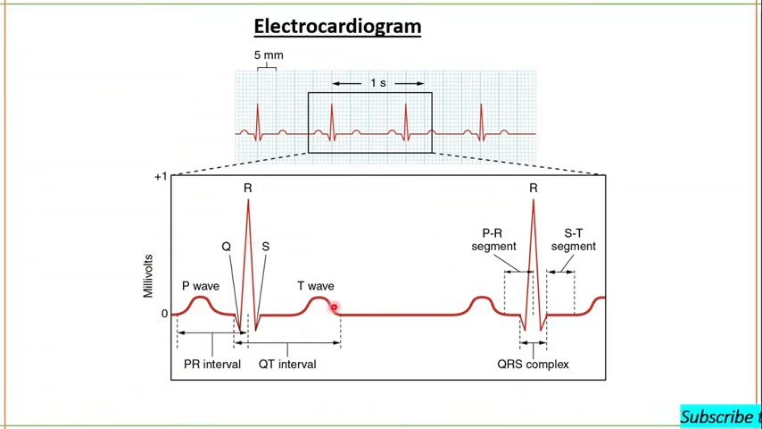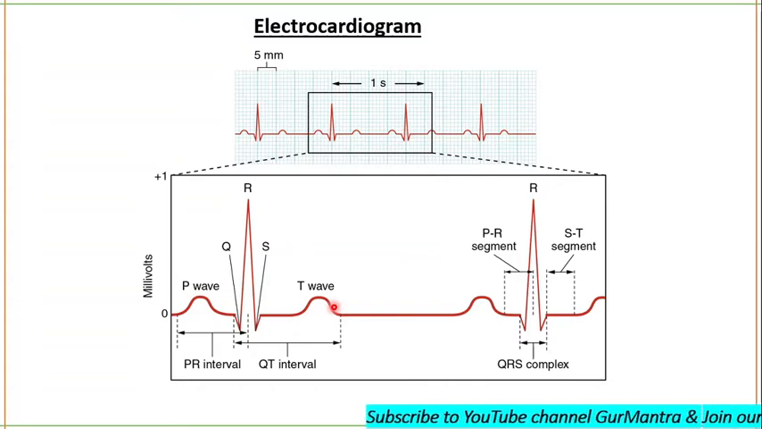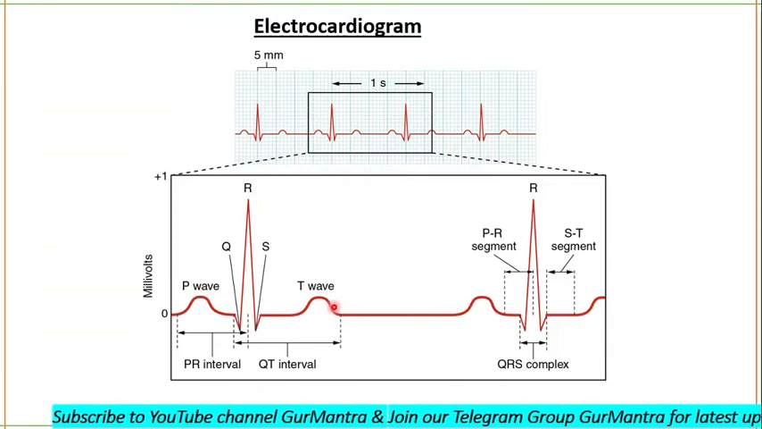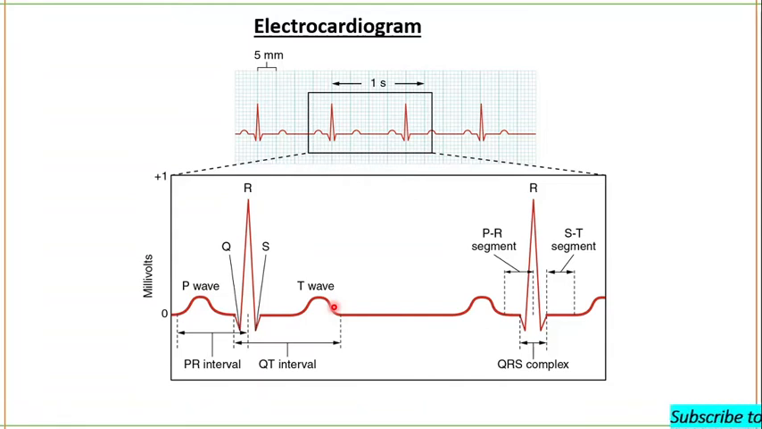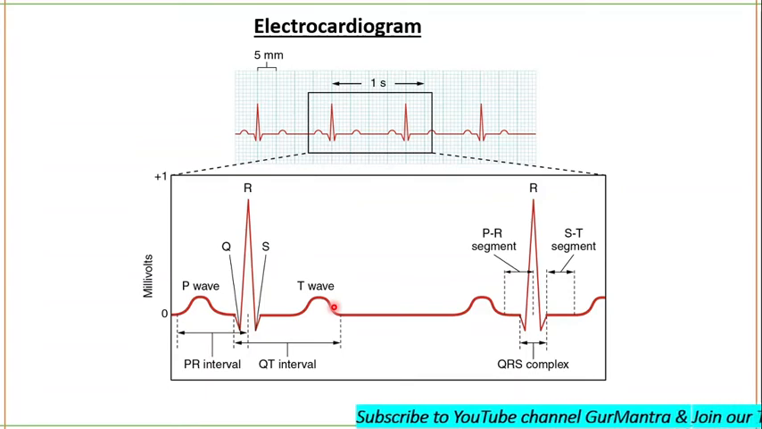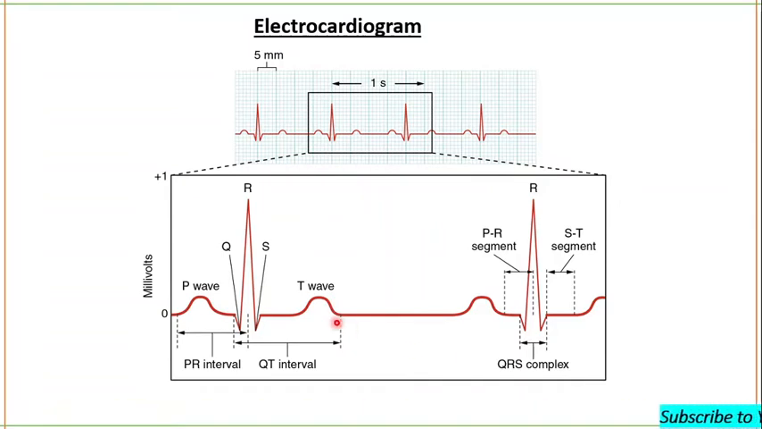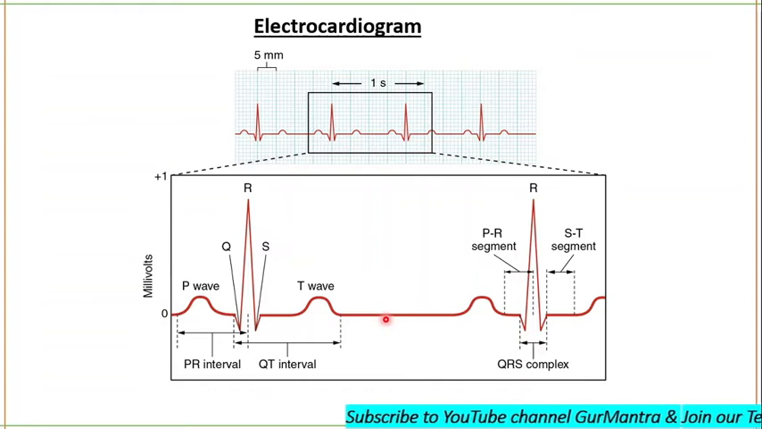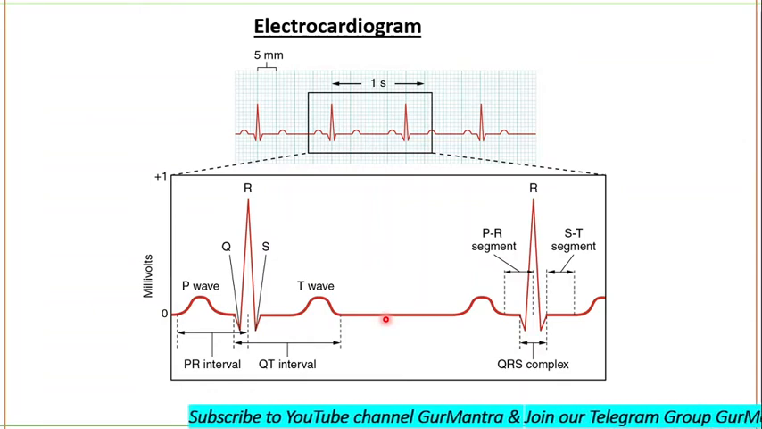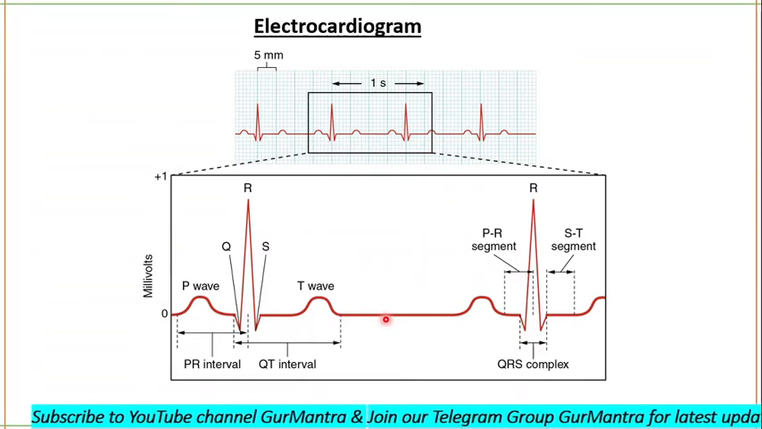If the T wave is flatter than normal, then it means muscles are receiving insufficient oxygen, as happens in the case of coronary artery disease. So during coronary artery disease, there is insufficient oxygen received by the heart muscles.